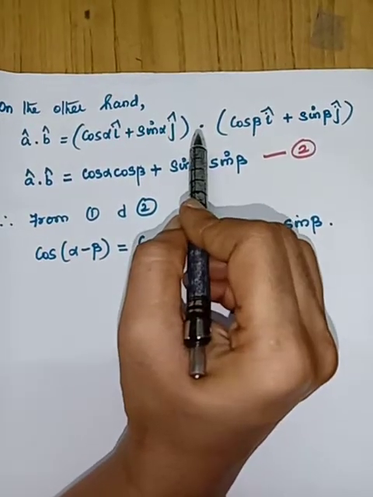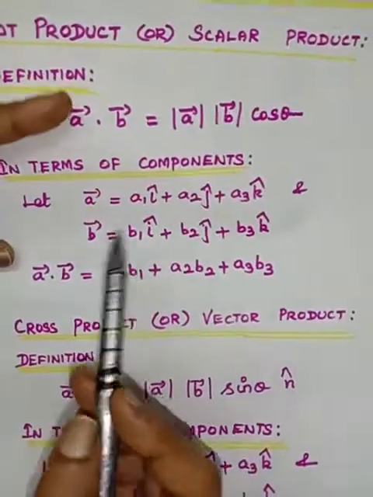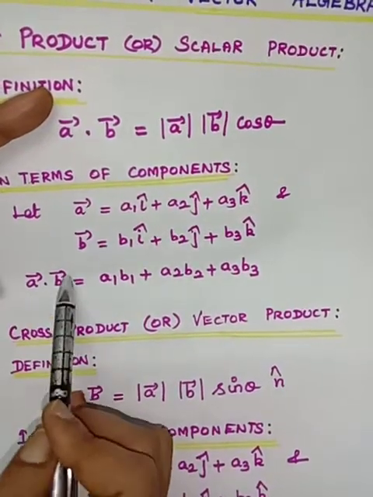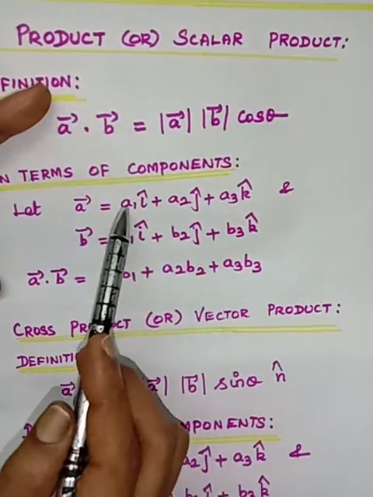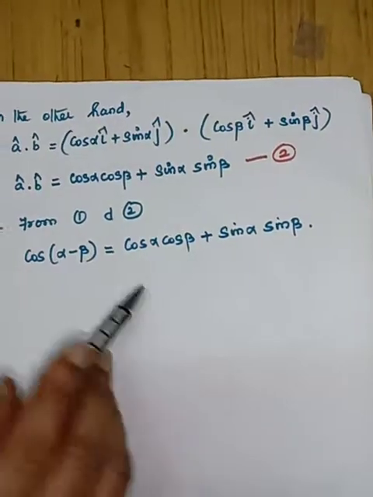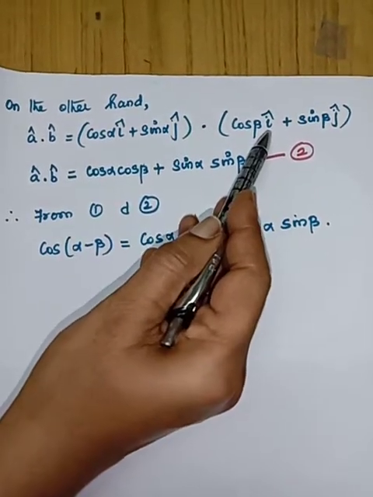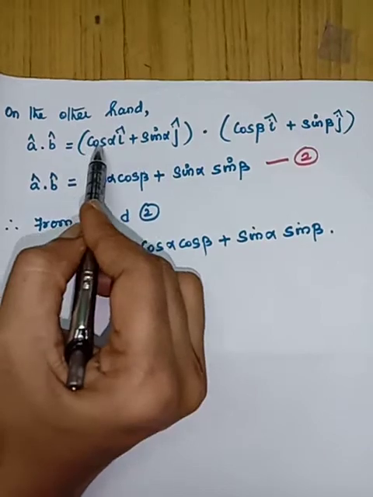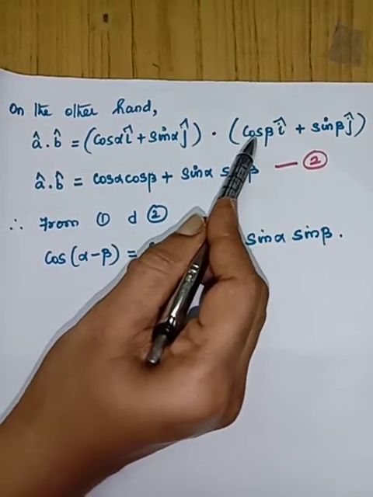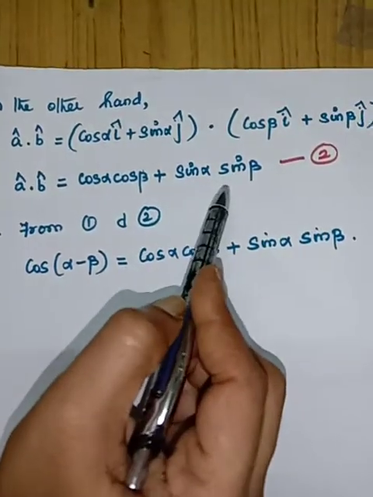In between you are having dot product. So, as at the starting, how to take the dot product in terms of components? You have to multiply the same components and then add. So in the same way, you see that i cap dot i cap is equal to 1. So cos alpha into cos beta plus sin alpha into sin beta.